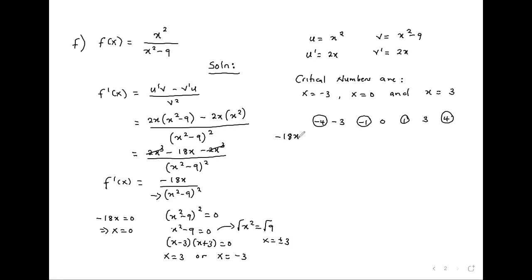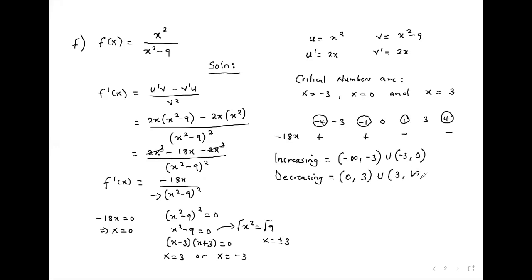And then we'll just use -18x. When x is negative, this is going to be positive. When x is positive, we'll have a negative. So the function is increasing where the first derivative is positive: from -infinity all the way up to -3, union -3 all the way up to 0. And it is decreasing from 0 all the way up to 3, union 3 all the way up to +infinity.